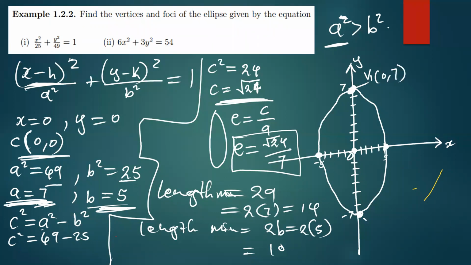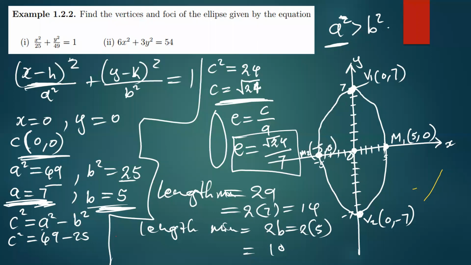Then we have V2. So V2 is 0, -7. Then I'm going to call this M1. This is my minor vertices. So M1 is 5, 0, and M2 is -5, 0. So these are the vertices.